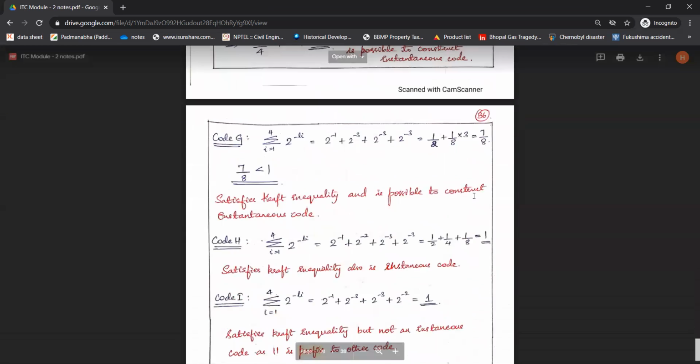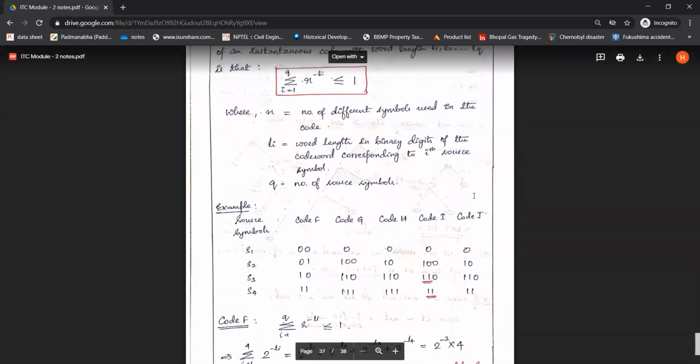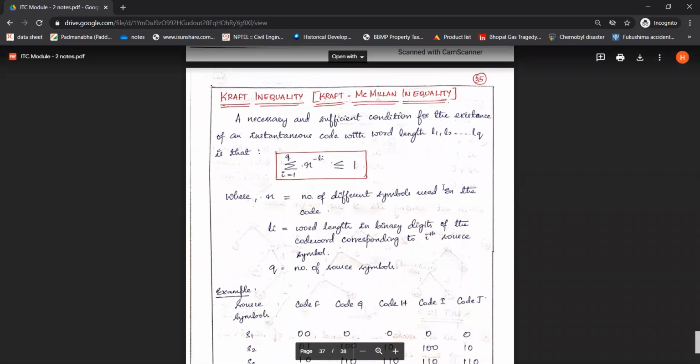So this is about the Kraft-McMillan inequality. Here ends module 2.